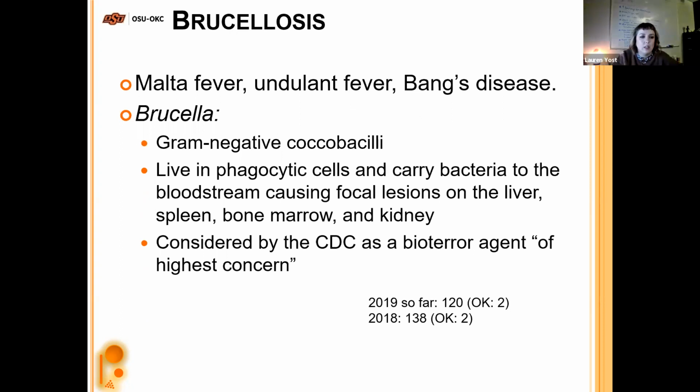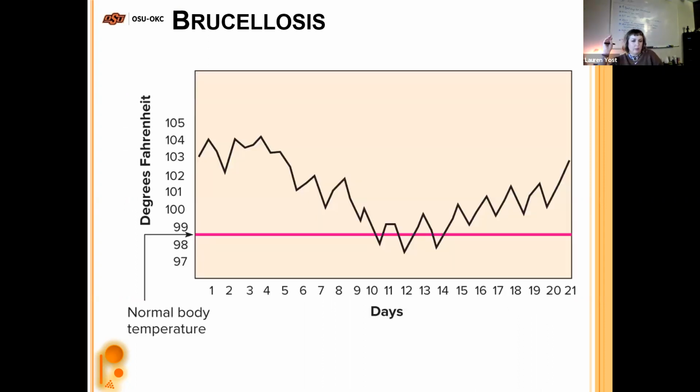Brucellosis is also known as Malta fever, undulant fever, and Bang's disease. It's caused by Brucella bacteria, which are gram-negative coccobacilli. These live in phagocytic cells, and the cells will carry the bacteria to the bloodstream and then lead to focal lesions on the liver, spleen, bone marrow, and kidney as a result of that. So it is considered a bioterrorism agent of highest concern.